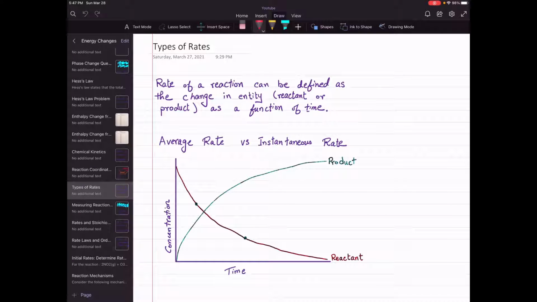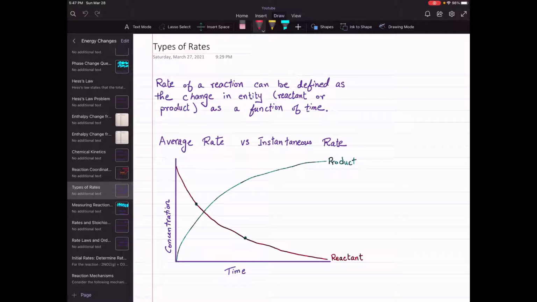Hi folks, I have another lesson for you on types of rates of reaction. A rate of reaction can be defined as the change in an entity, or the change in quantity of an entity, as a function of time.